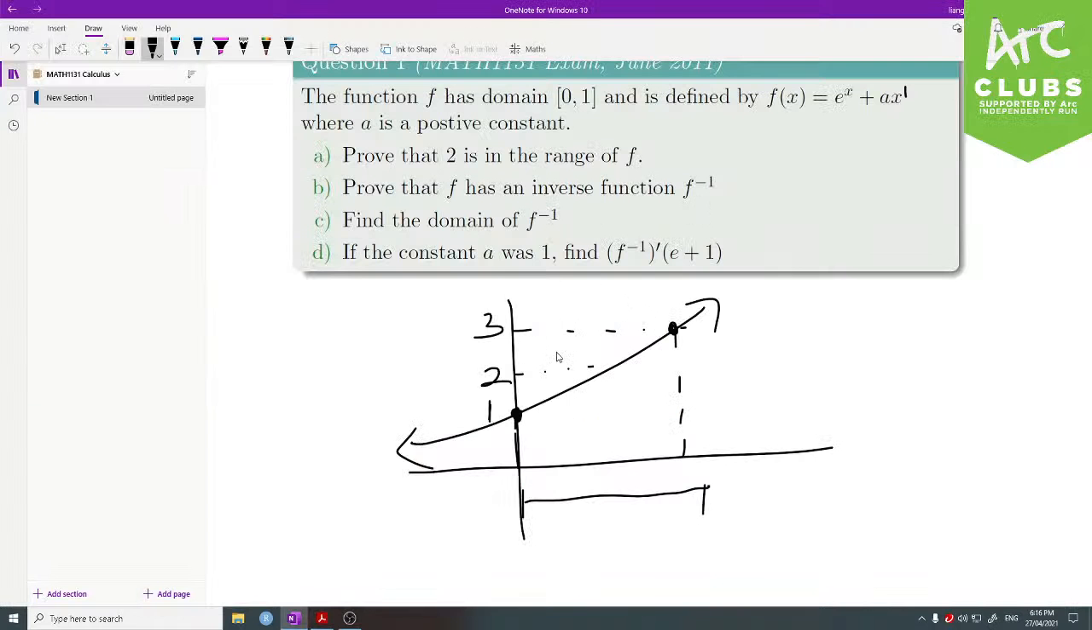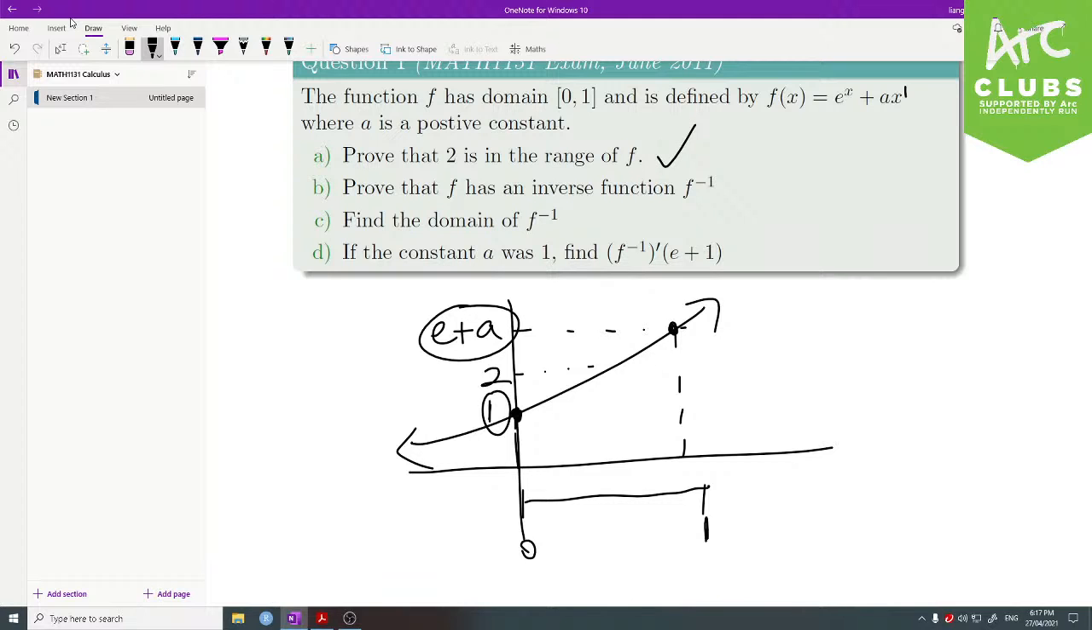Which then, if we go back to the graph we have here, we can erase this 3 and just make it e plus a. And then as you can clearly see, between this interval here from 0 to 1, 2 must lie within this interval, because the lower bound is smaller than 2, the upper bound is greater than 2, and it's also a continuous function. Okay, so that's part A done.